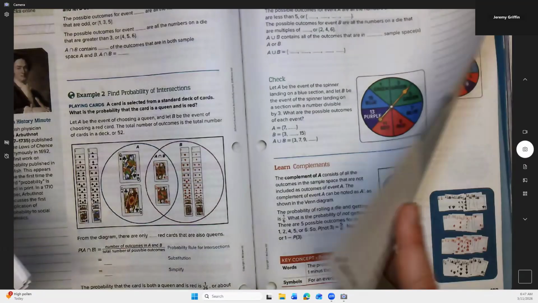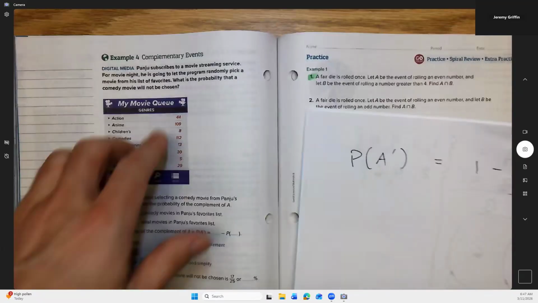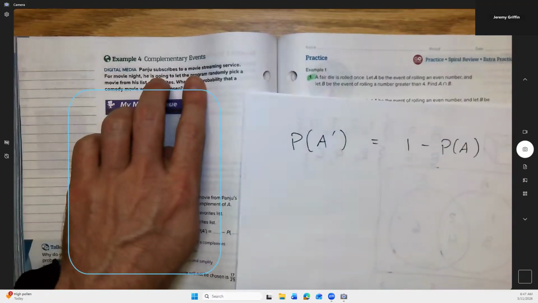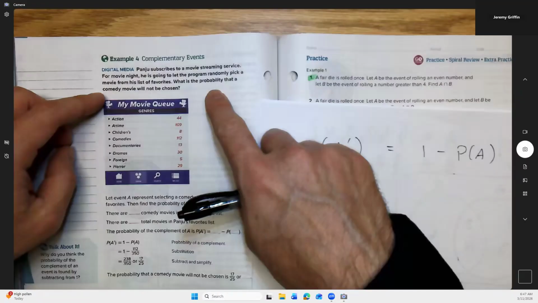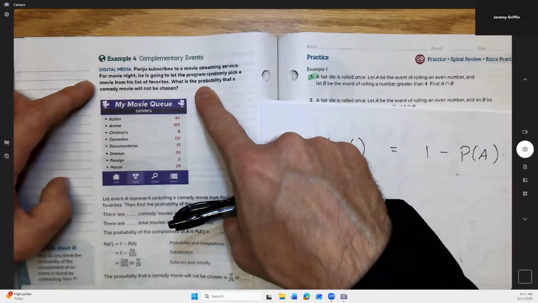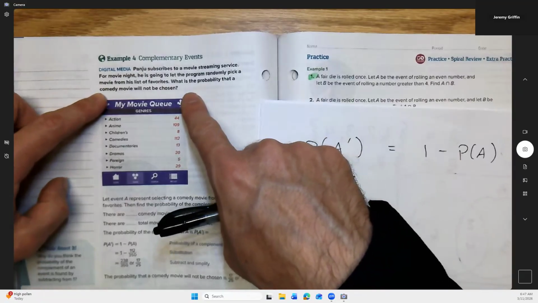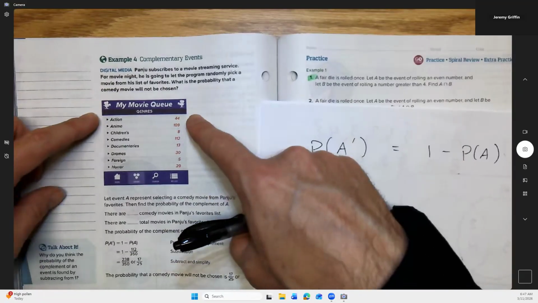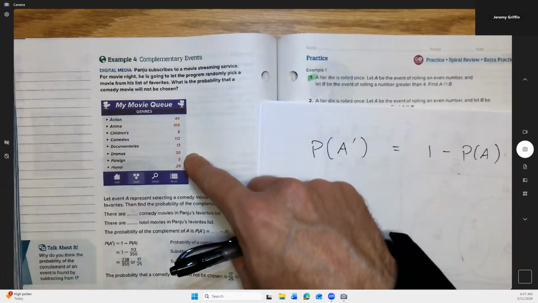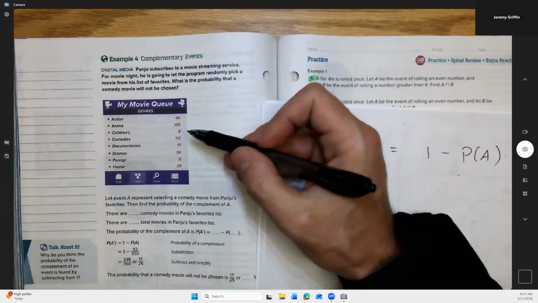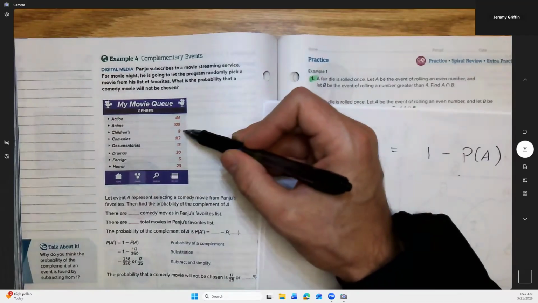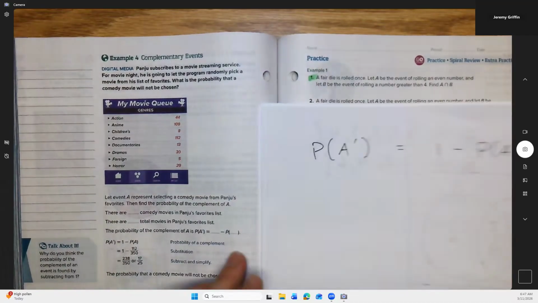All right, so let's look at an example here. Complementary event. Pandu subscribes to a movie streaming service for movie night. He's going to let the program randomly pick a movie from his list of favorites. Ooh, that sounds fun. What's the probability that a comedy movie will not be chosen? So we've got all these different genres and all these movies within the genres. Now, if you picked a movie completely at random, it looks like there's a bunch of this genre, a bunch of this genre, but there's hardly any of these, and there's hardly any of these. So there's different likelihoods for different genres.